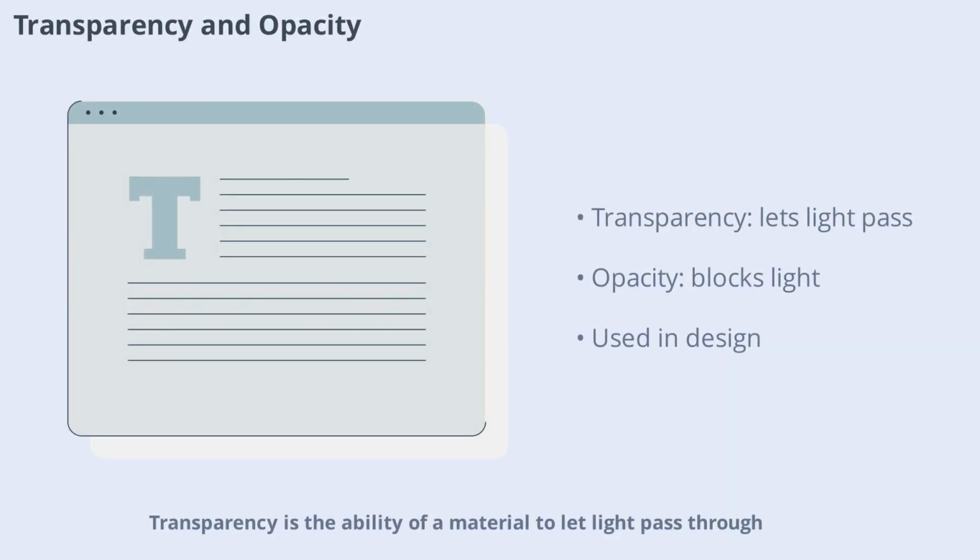Transparency is the ability of a material to let light pass through. Glass is transparent, allowing us to see clearly through windows. Opacity is the opposite. Materials like wood or metal block light completely. Some materials are translucent, letting some light through but not enough to see clearly. These properties are important in everything from architecture to packaging, helping us control light and privacy in our environments.